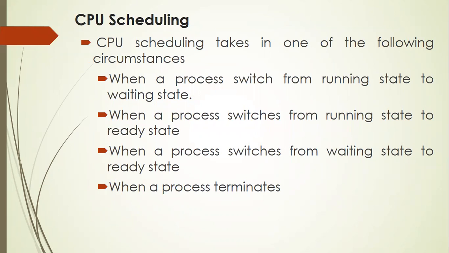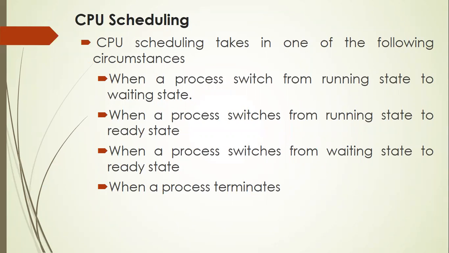The first case is when a process switches from running state to a waiting state. When the process needs some IO operation to be completed, the currently running process moves from the running state to the waiting state. At that time, the CPU starts executing some other process in the ready queue. So during this situation, the CPU moves from one process to another process, or CPU scheduling takes place.